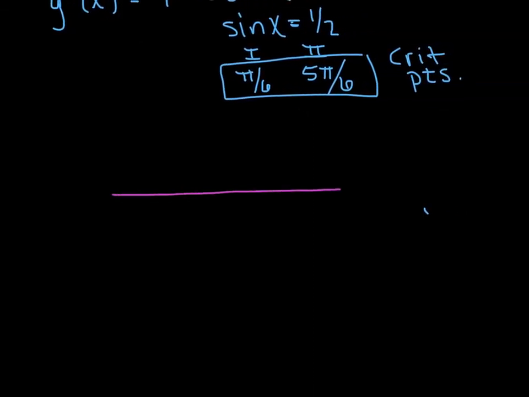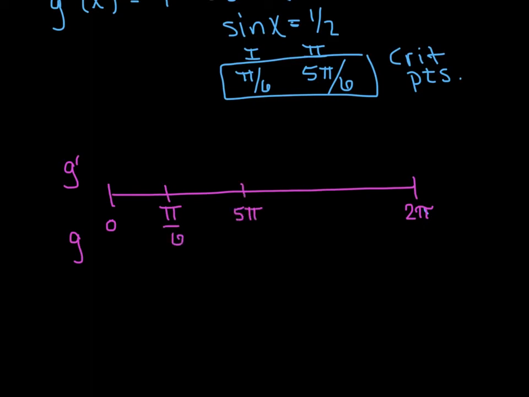Okay, so there's my number line, and the only difference is instead of putting arrows on the end of my number line, I'm going to put closed points at 0 and 2 pi. Here's g prime. We'll put g on the bottom. We got pi over 6 and 5 pi over 6.